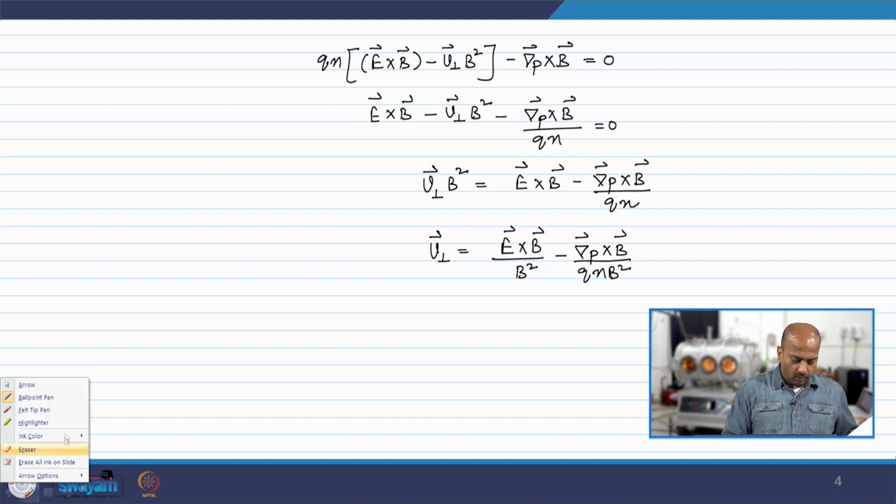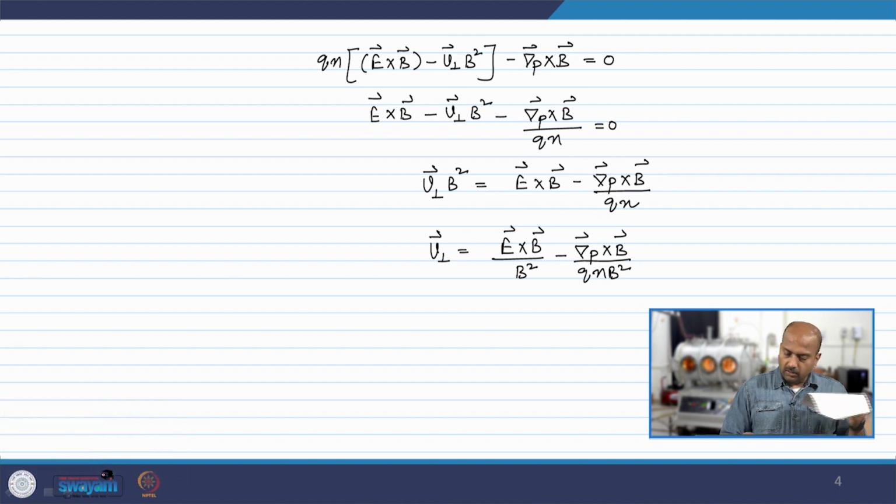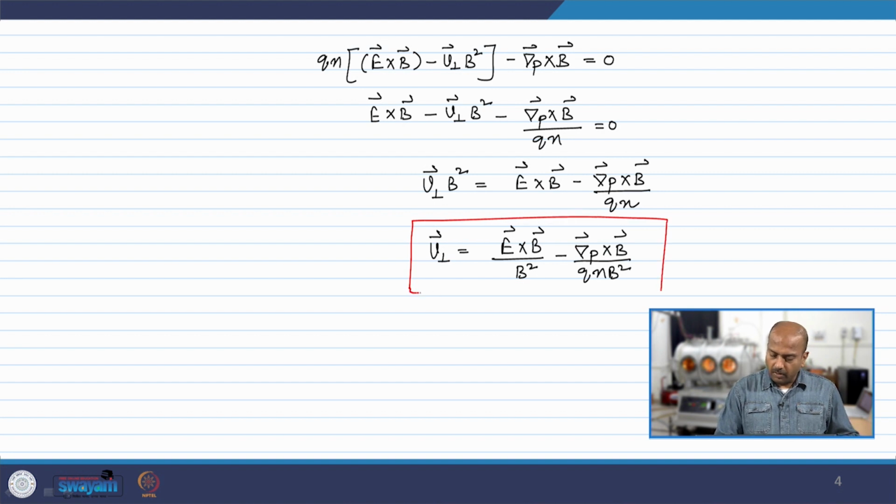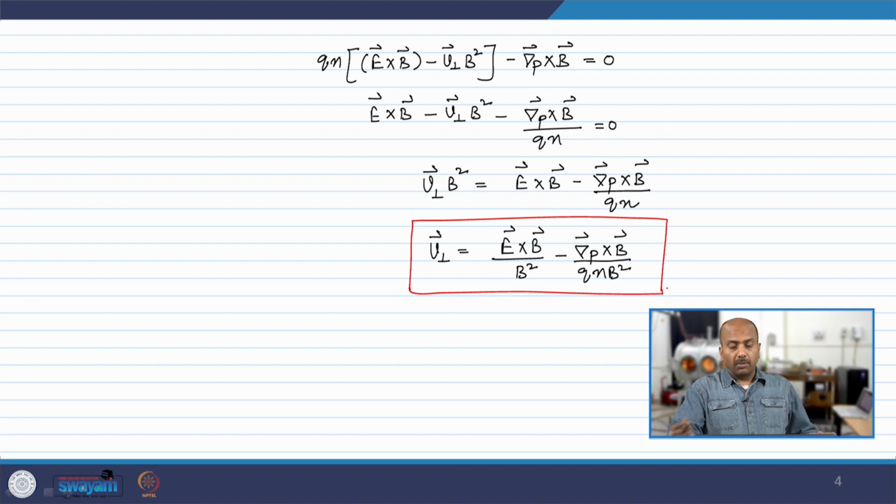So, what is this expression? This is for v perpendicular. Now, we have to understand the v perpendicular velocity represents the motion perpendicular to the direction of the magnetic field, but at the same time v perpendicular has the characteristic feature of telling you the information about the pressure gradient, because we have taken the pressure gradient to be perpendicular to the direction of the magnetic field.